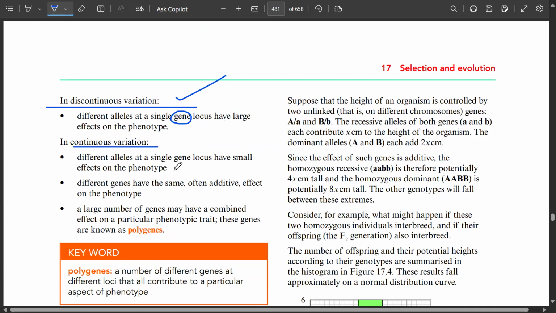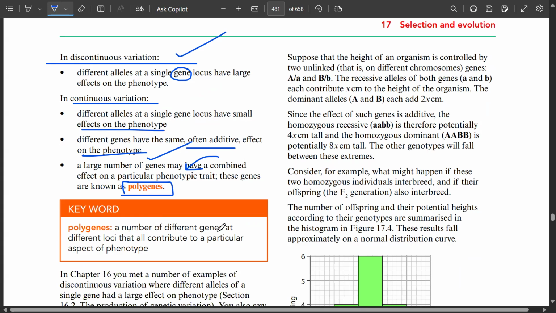Continuous variation के अंदर you have different alleles at a single gene locus which have a small effect on phenotype, and different genes have the same often additive mixed effect on the phenotype as well. Continuous variation के अंदर large number of genes may have combined effect, लेकिन it would be only based on your genes. उसको हम कहेंगे polygenes. If different number of genes have a combined effect on your phenotypic trait, उसको हम कहेंगे polygenes, which is the number of different genes at different loci that all contribute to a particular aspect of phenotype.